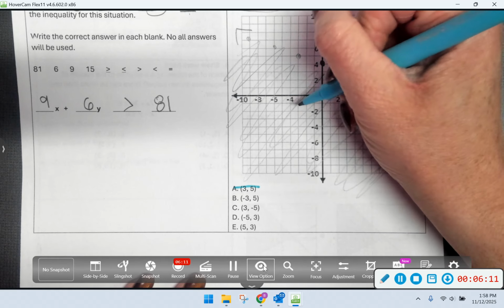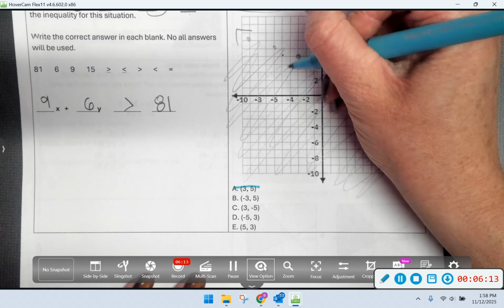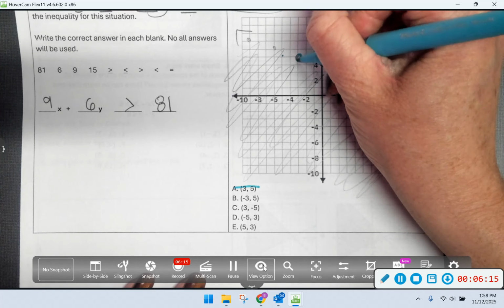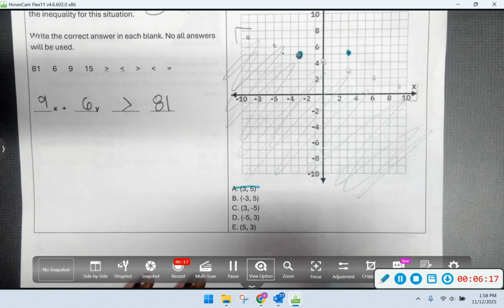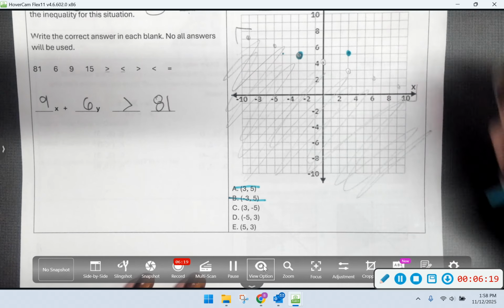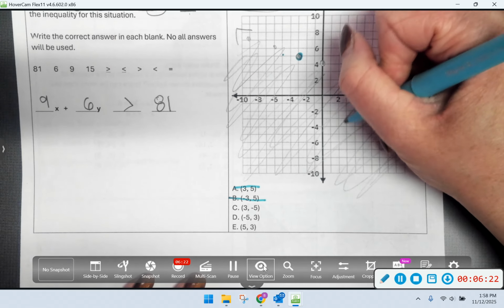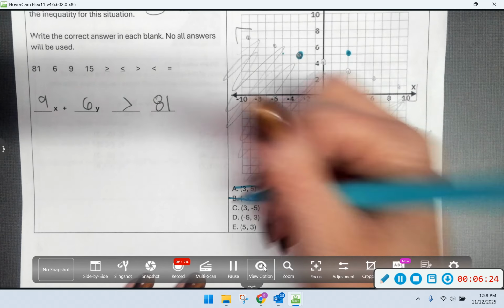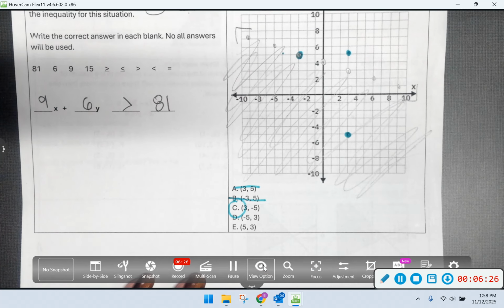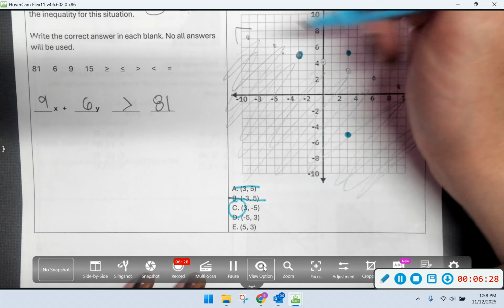Negative 3, positive 5. Ooh, negative 3, positive 5. That is on a dotted line. Since it's on a dotted line, it's not going to work. 3, negative 5. That's in my shaded region, so I'm going to circle it. And we know there's 2 answers, so I know there's one more.